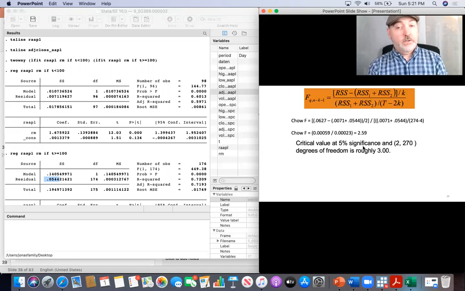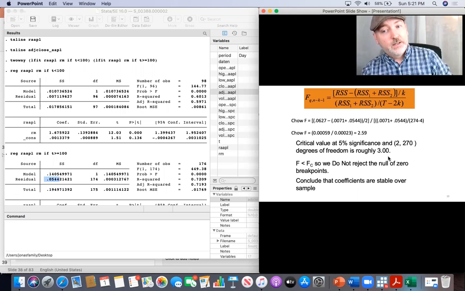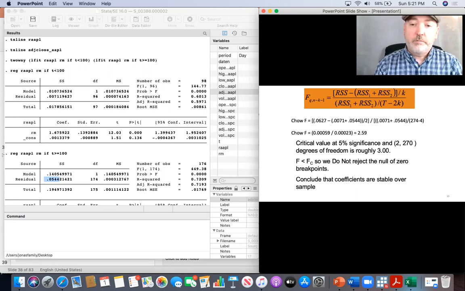Okay, so what does that mean? We swing to the back of our Econometrics textbook, and we look up the 5% critical value with 2 degrees of freedom in the numerator, 270 in the denominator. It's about a 3.0. So we, in fact, do not surpass the critical value at 5%. We do not reject the null, and we conclude there is no significant break at that point of 100.